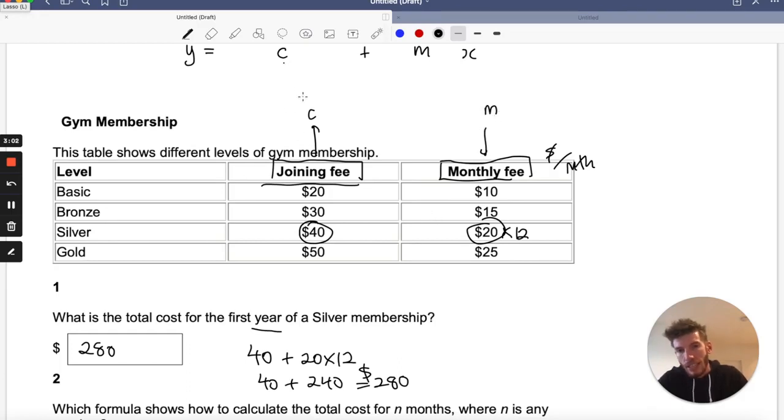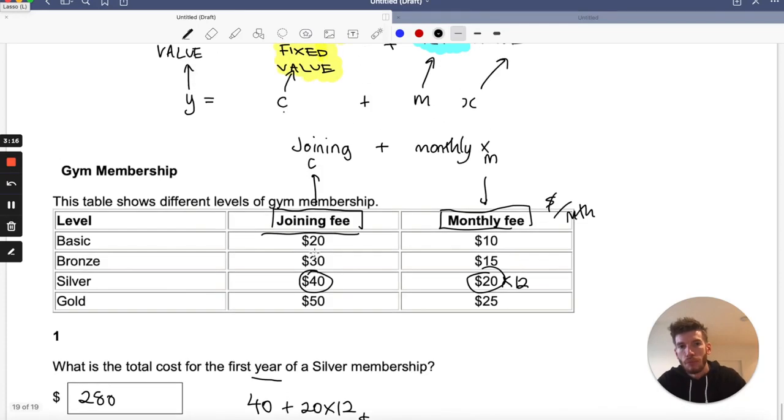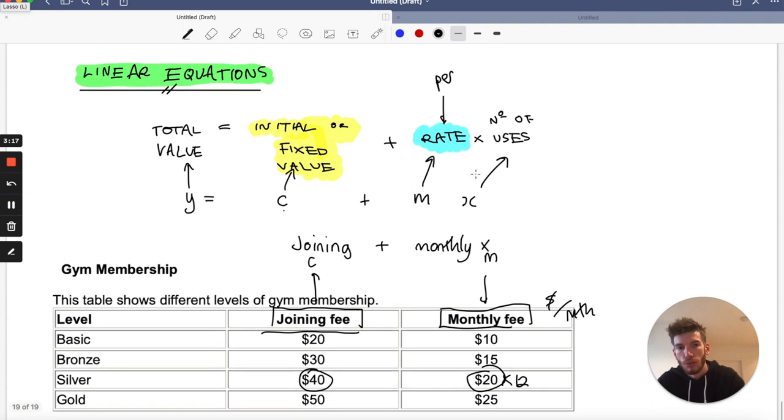And so putting that together into words, the equation for the total cost for some number of months would be the joining fee plus the rate, I'll just put monthly. And then you can see we times that by the number of uses over here.